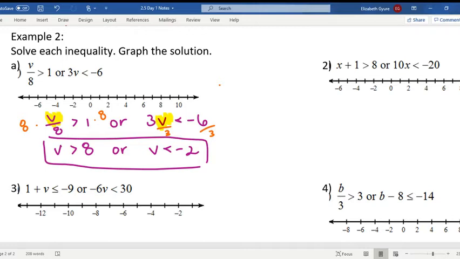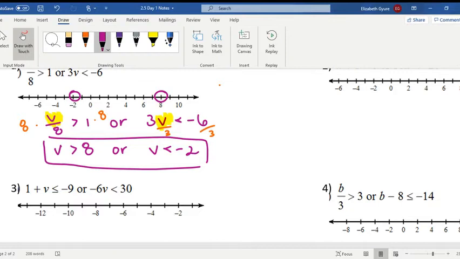So let's put our dots. If you have v is greater than 8, just worry about if it's open or closed. So open or closed at 8? Open. At negative 2, open or closed? Open. Good. Now, when it's an or, you shade in opposite directions. So you're going to shade to the left and to the right.